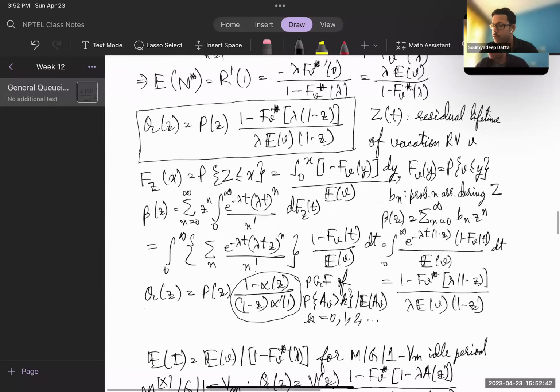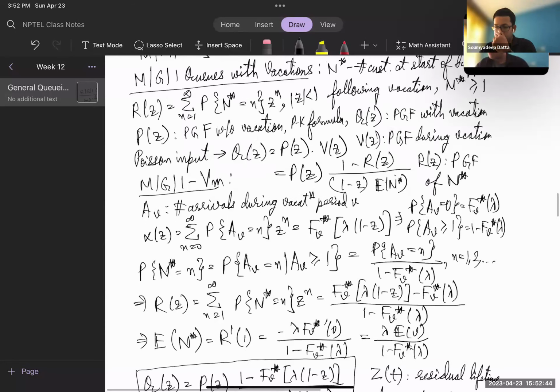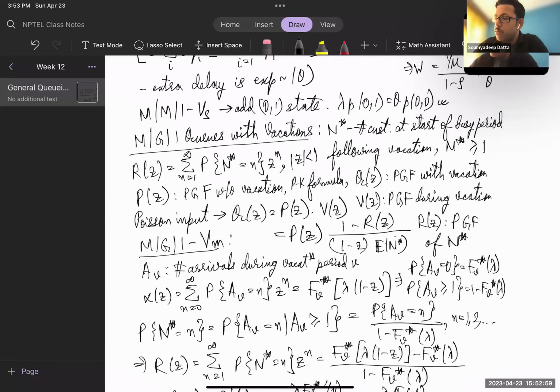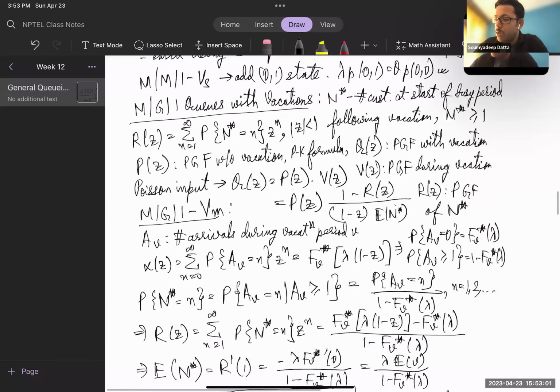Not the VS model, it's a VM model. So this is the formula for V(Z), right? (1 minus R(Z)) by (1 minus Z) times expectation of n star. And R(Z) is the PGF of n star itself, which is the number of customers at start of busy period following the vacation.